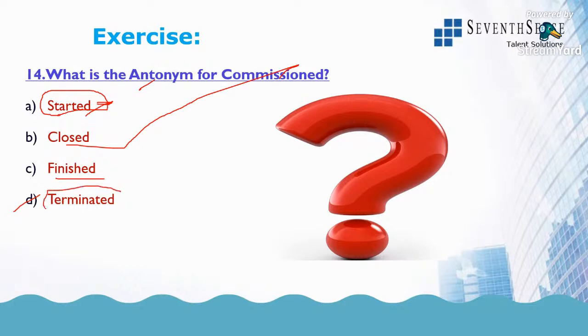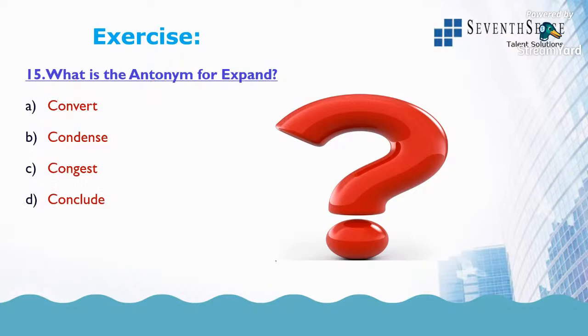Terminated means ended, right? Appointed means started. Terminated means ended with the process. So the accurate answer is going to be terminated. That is the antonym for commission. Finished won't be the accurate answer, right? So terminated is the right answer for the question. Next, what is the antonym for expand?